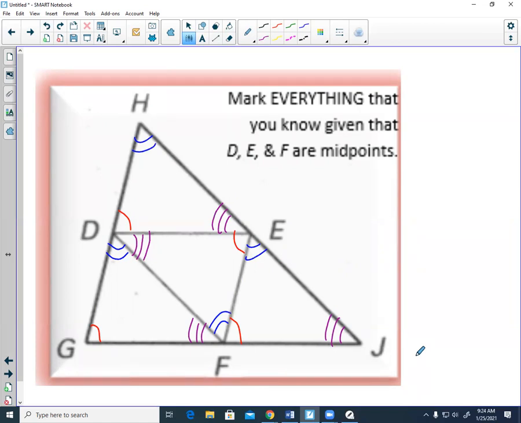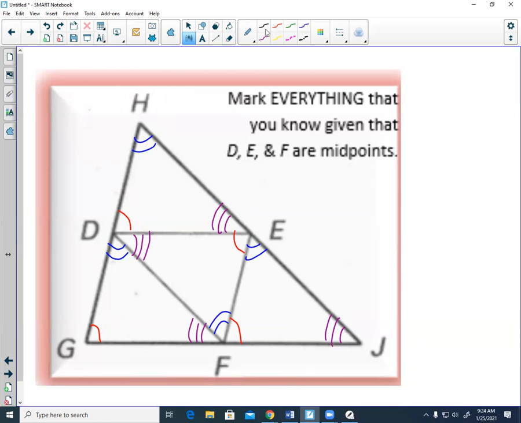Now, what I'm doing when I'm putting those marks there, if you don't remember those marks, everything that has 1 mark is the same. Everything that has 2 marks is the same. Everything with 3 marks is the same, and everything with 4 marks is the same. So on and so forth. But you can see that all of those angles are the same, which means, basically, this triangle is the same as this triangle, which is the same as this triangle, which is the same as this triangle. This one's just flipped upside down. So these 4 triangles are all the exact same.